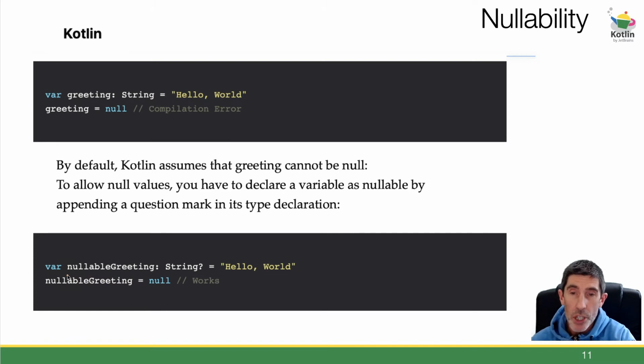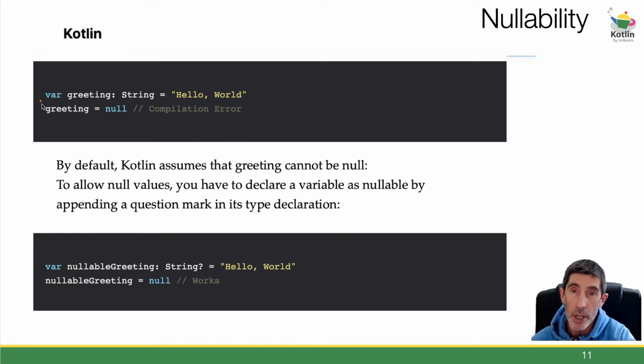And you probably have come across this error at some point, the uncaught type error, cannot read property X of undefined, or type error null is not an object. All that is driven by the fact that you're trying to access an object that could have been null. Kotlin, as we would have covered already, does away with all that. By default, Kotlin assumes that in this example here, greeting cannot be null. To allow null values, you have to declare a variable as nullable by appending a question mark in its type declaration.